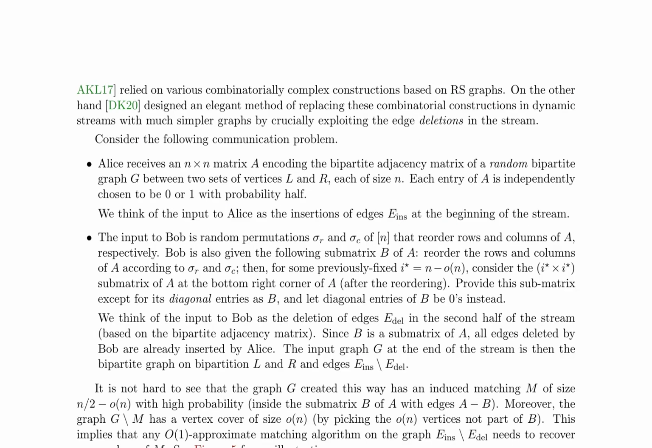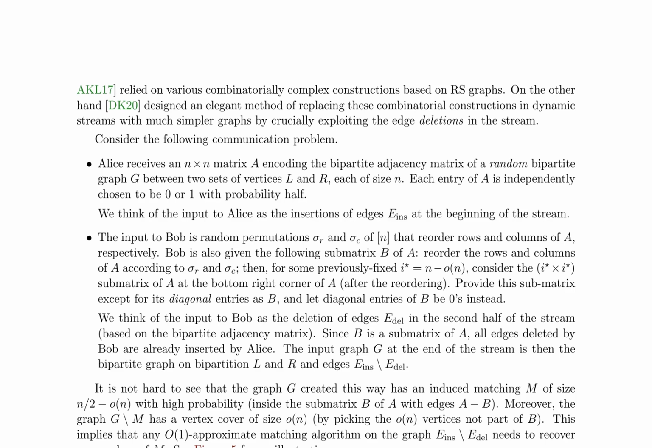In the realm of communication complexity, a problem arises between two parties, Alice and Bob, concerning the discovery of a large matching in a bipartite graph. Alice is given a matrix A, which encodes the bipartite adjacency matrix of a random bipartite graph G. Meanwhile, Bob receives a submatrix B of A, obtained by reordering rows and columns of A according to random permutations sigma R and sigma C, and then removing the diagonal entries.